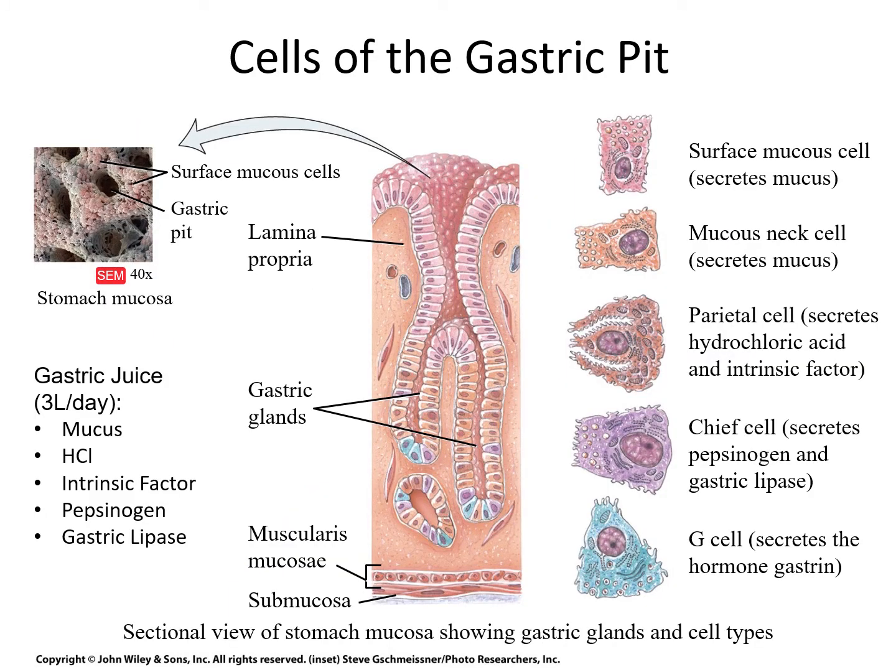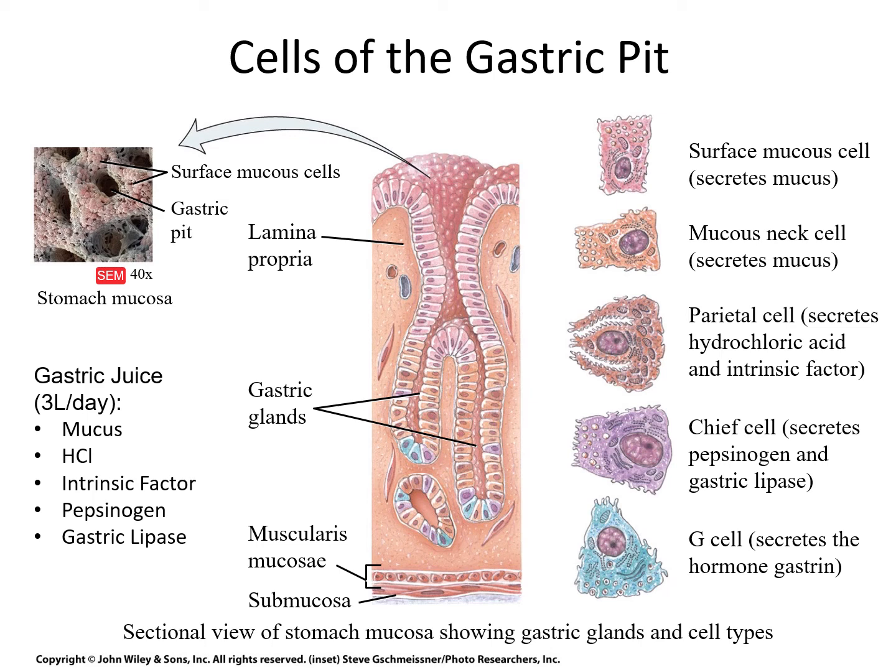So we have lots of mucus cells. We have them on the surface and also in the neck of these pits. The mucus helps protect the lining of the stomach from the really strong acid that's found in the lumen of the stomach. We have parietal cells that secrete hydrochloric acid.